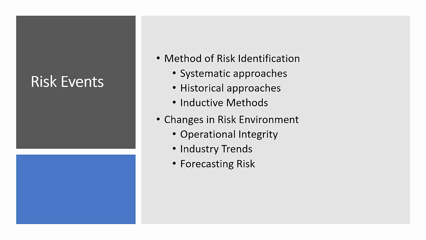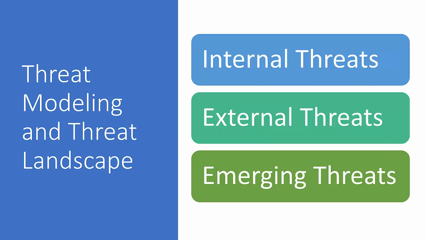Let's move to the next part. So now you identify different methods of identifying the risk. Okay, now we're trying to understand the possible threat. So what is a threat? A threat is an action that compromises the security, which we have discussed. So we have three types of threats here: internal threat, external threat, and emerging threats.